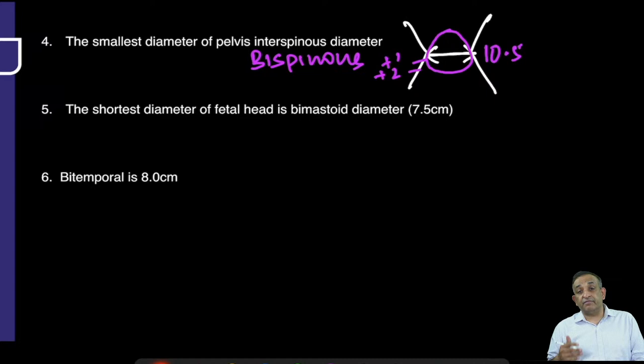All right, the shortest diameter of the fetal head is the bimastoid diameter. Bitemporal diameter is not the shortest. Okay, so bimastoid is 7.5, that is the shortest, and bitemporal is 8 centimeters.